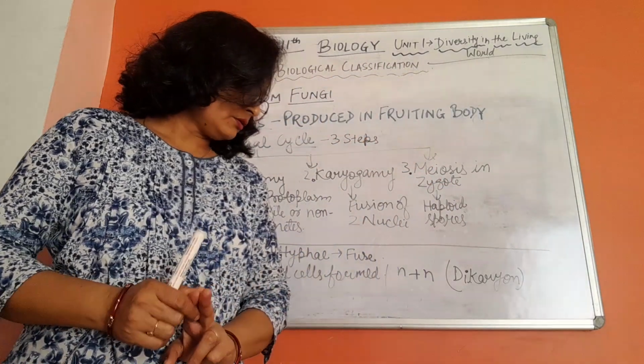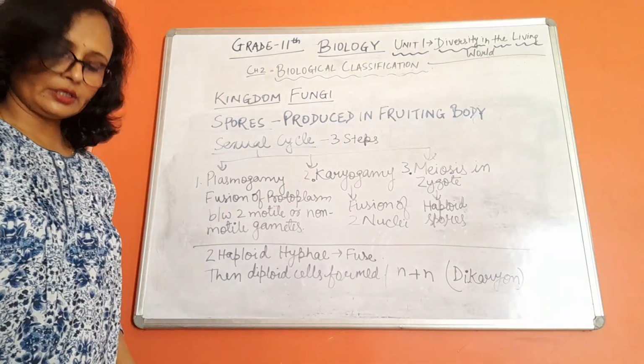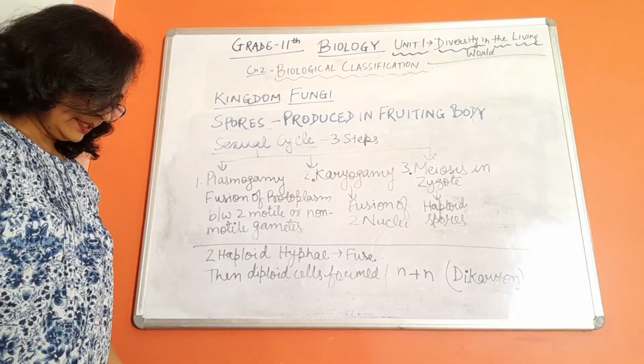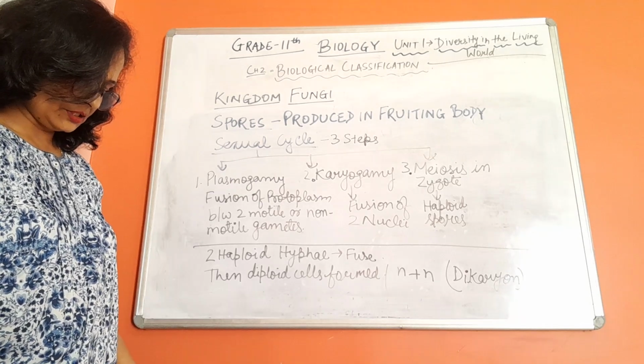Basically if we talk about the fruiting body in the fungi, then in the fruiting body reduction division takes place that leads to haploid formation.